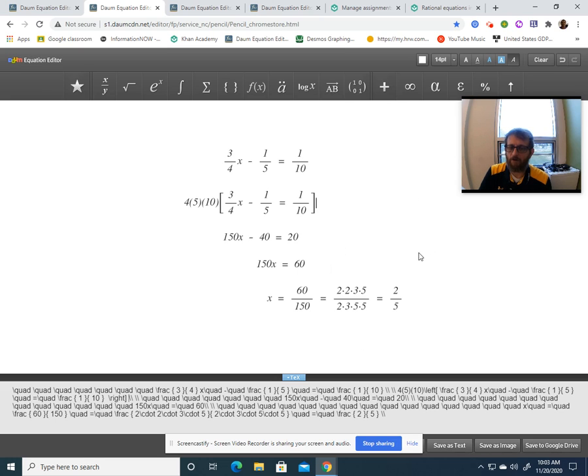So that's how I would suggest solving any what is called a rational equation. And rational just simply means fraction. You're going to have fractions in it.